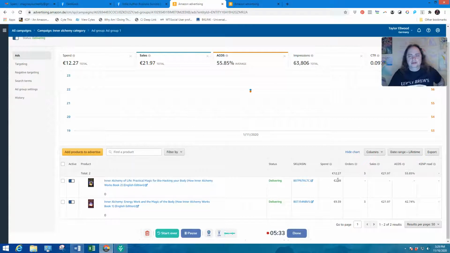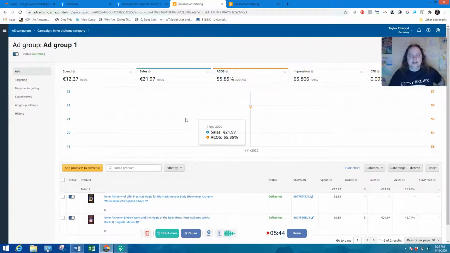In this case, as we can see, I've got 2 different books. This one so far has not had a sale. This one has had 3 sales. So, okay, that's pretty good. Now, I could turn off one of these and just focus on the other, but because there hasn't been too much spend yet, I'm just going to leave it as it is. I'm going to go to targeting.